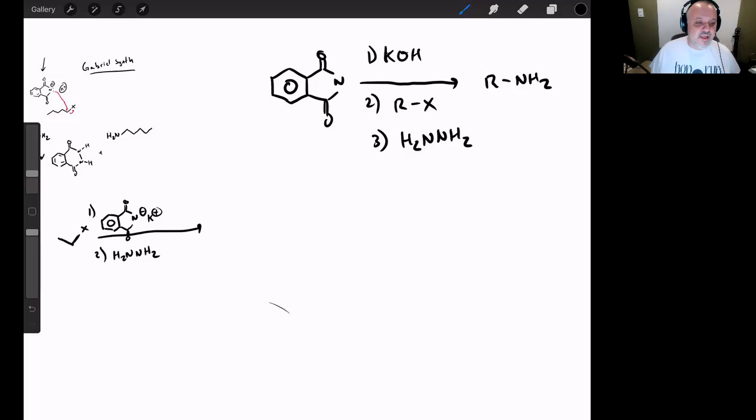Now the regular SN2 restrictions apply, and we can't use tertiary alkyl halides, and secondary alkyl halides aren't great, but they do work.